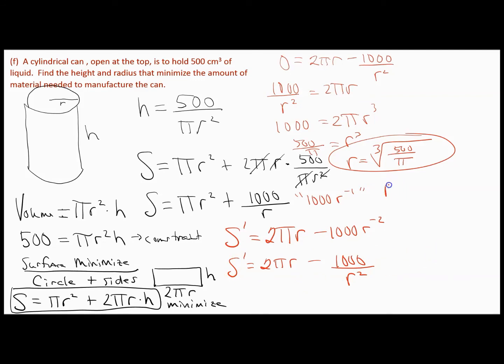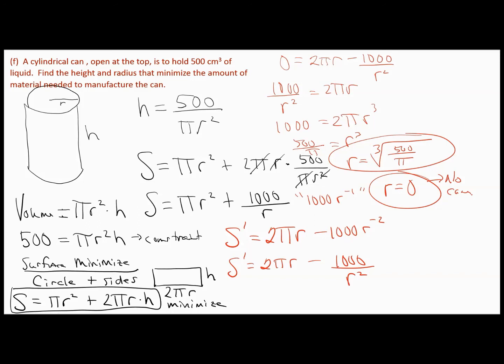Well, at r equals 0 is undefined. But you know what? At r equals 0, we don't have a can. So I'm not going to concern myself with that. If you don't have a radius or your radius is 0, then you don't have a can. Okay? You have nothing. So we're back to the fact that r is the cubed root of 500 over pi.